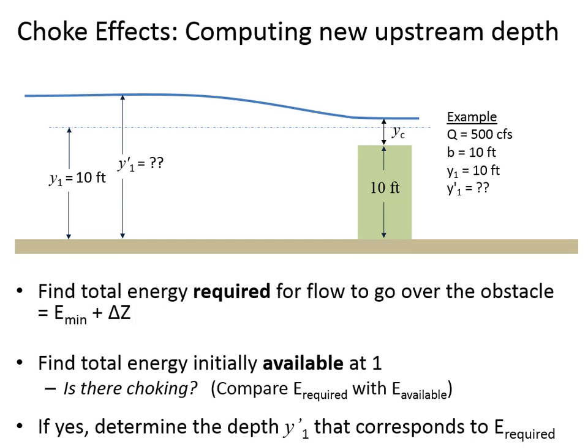And so the total energy initially available before pooling, that's going to be just basically E1, so that would be y1, the flow depth, plus the velocity head. I'm going to show you a new way to calculate the velocity head. We already know that you can calculate velocity head by v squared divided by 2g. What's another way?